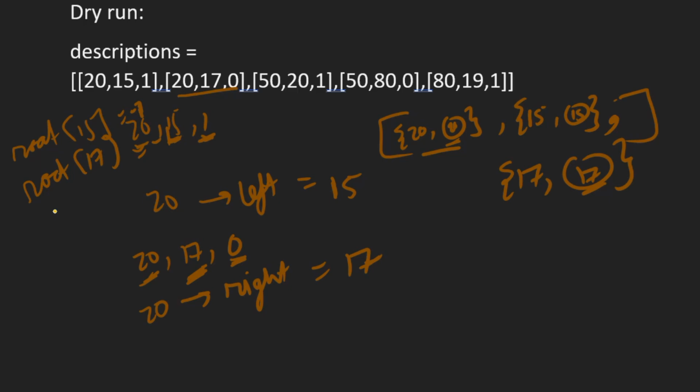This will help us to find the root node. And currently root of 20 is equal to 1, right? So these are the three things that we have stored till now. Then we get the next, that is 50 20 and 1.